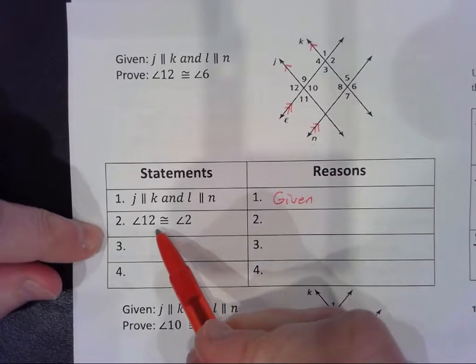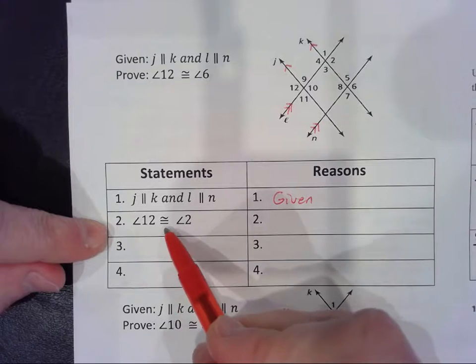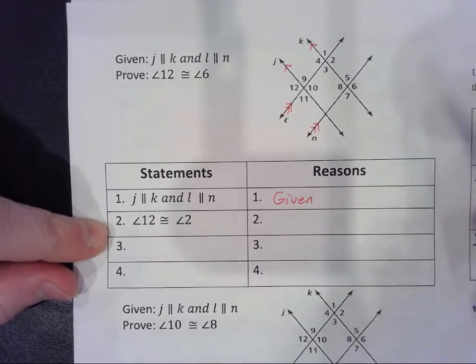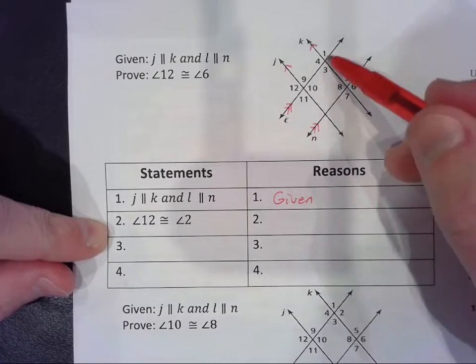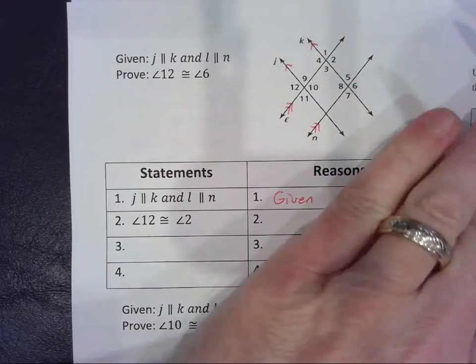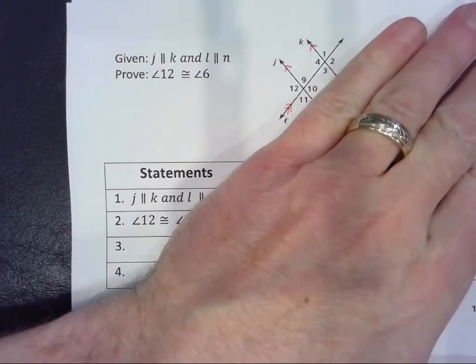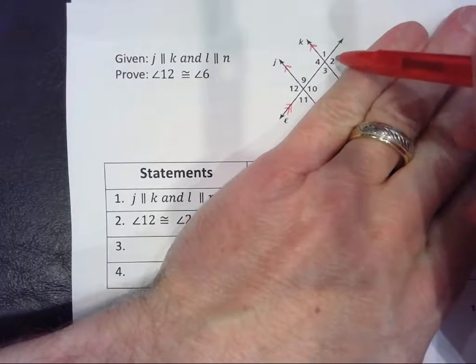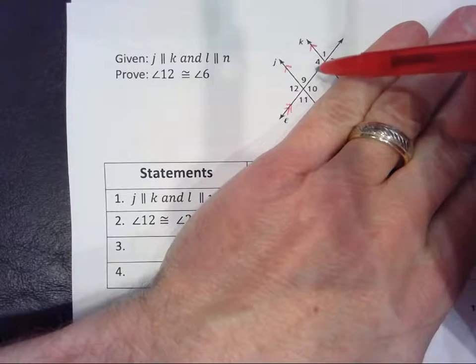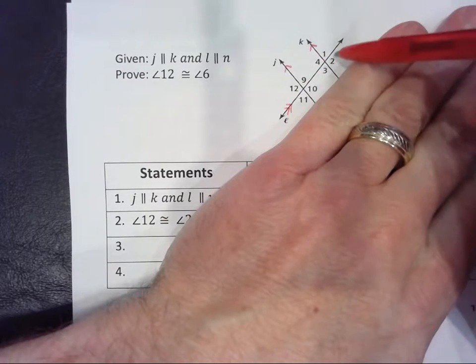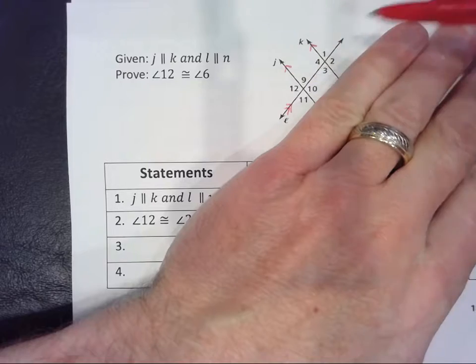The next statement says angle 12 is congruent to angle 2. Well, I see that this has nothing to do with line N. Angle 12 and angle 2 are both along line L, and they are on alternate sides but on the exterior of lines J and K.